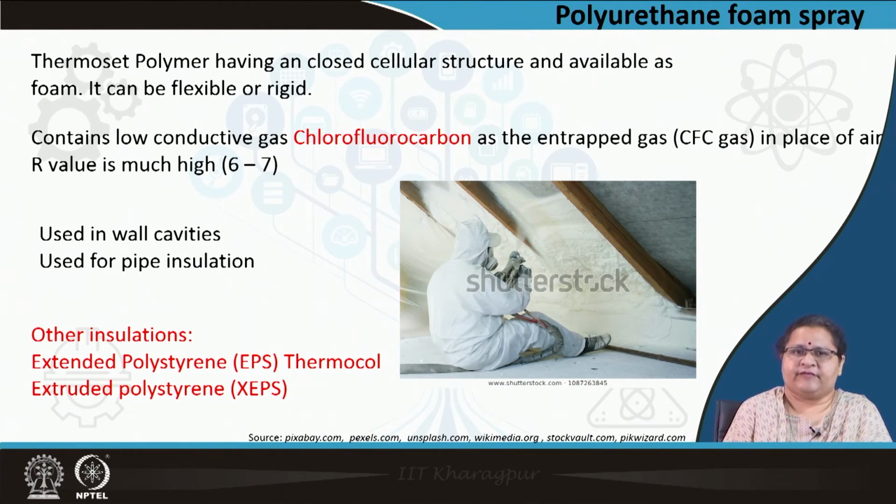Other than these, we have expanded polystyrene, that is commonly known as thermocol. We have extruded polystyrene, which are also used as insulating materials, and we can actually put them into the external wall by putting a framework and embedding them and then neatly finishing it with a coating. It may be a plywood piece, it may be a metal sheet, you can actually cover it and make your house insulated.